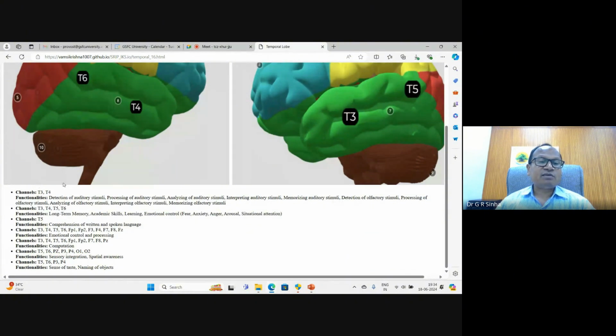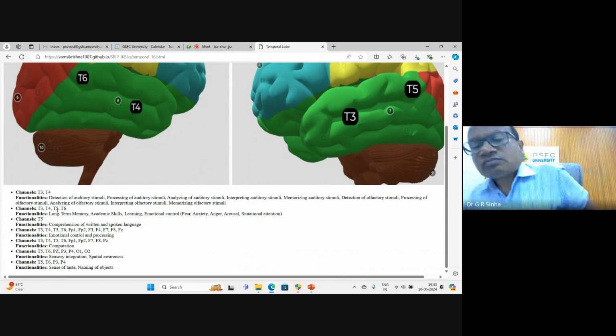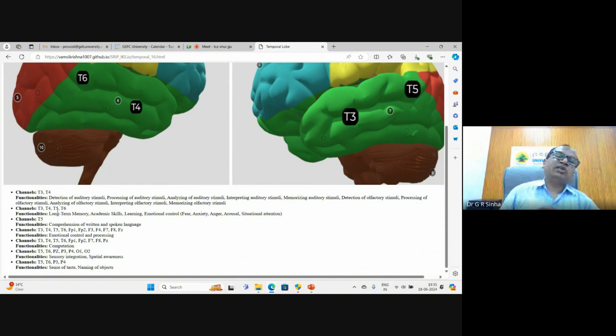The explanation is given at the bottom. T3 and T4, when you want to study about analyzing of auditory stimuli, when you are interested about studying memory related stimuli, then T3 and T4 are used. When you are interested to study about learning ability, emotional control like fear, anxiety, anger, arousal, then you are supposed to study channel number T3, T4, T5, and T6. I hope it is creating some interest in you.